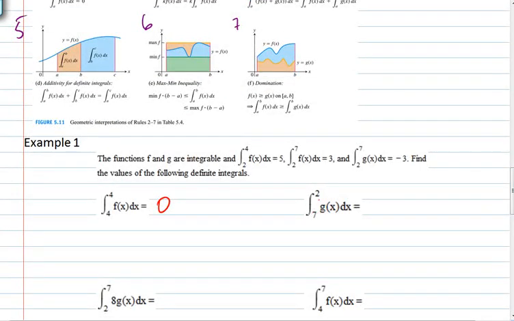Let's go over here. The integral from 7 to 2 of g of x. What did we do here? It's going to be positive 3 because it's the opposite of what we got. We switched our bounds. Because the integral of g of x from 2 to 7 was negative 3, the opposite of that is positive 3. See how it works? We're just using the rules.